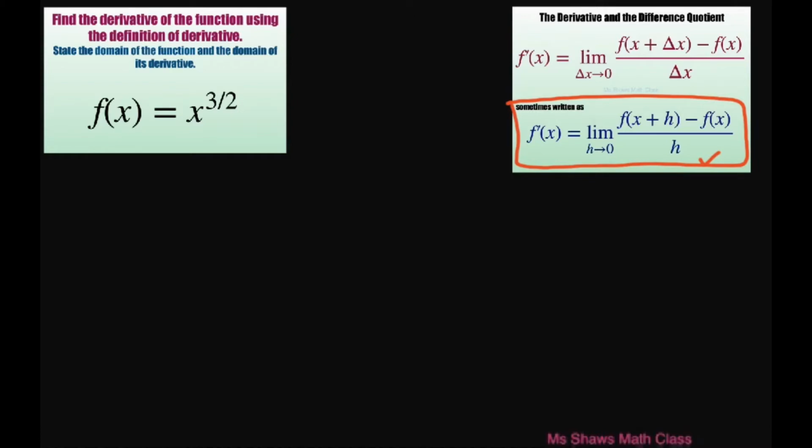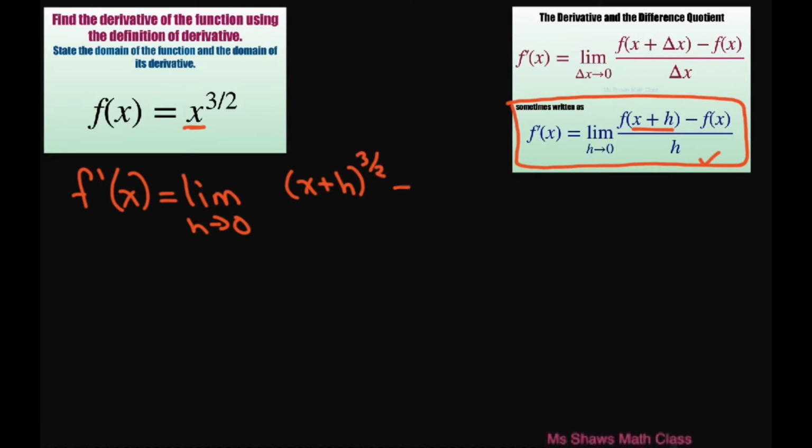But what we're going to do is take the limit, or let's do f prime of x. And that's going to be equal to the limit as h approaches 0. And we're going to do x plus h for our x. So this is going to be x plus h to the power of 3/2, and then minus x to the power of 3/2. That's just minus your function, divided by h.